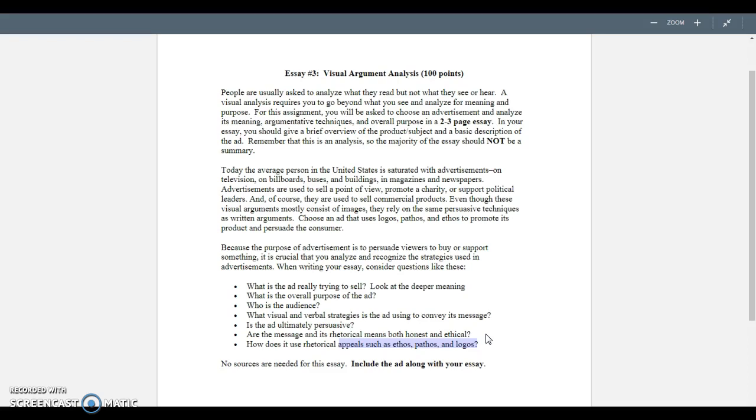How I suggest that you organize the essay is I suggest that you organize it by rhetorical appeal. And for that, I'll show you the essay sample.